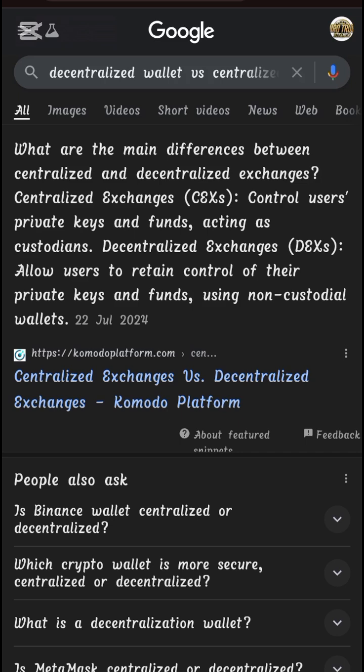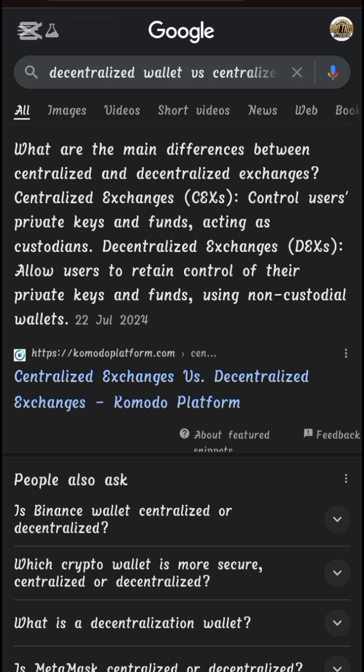That tells you it's a decentralized wallet, which matches the definition that allows users to retain control of their private keys and funds using a non-custodian, while the centralized wallet uses a custodian. You understand? Let's go over to it.